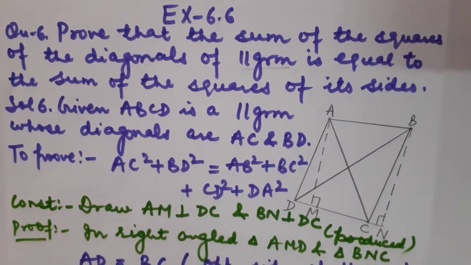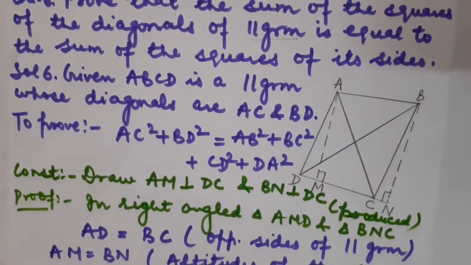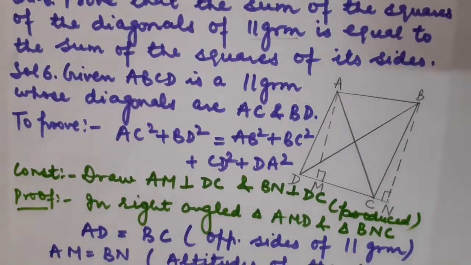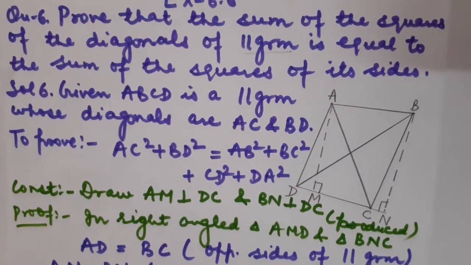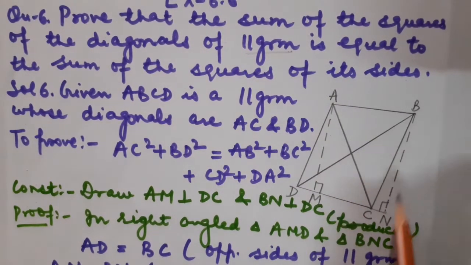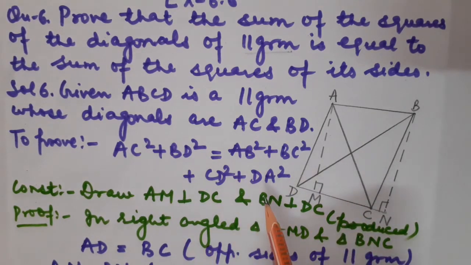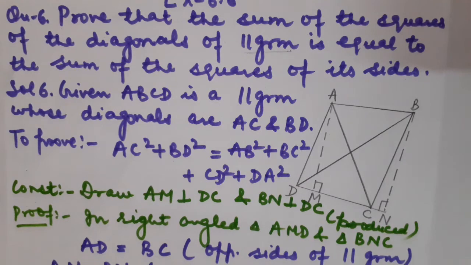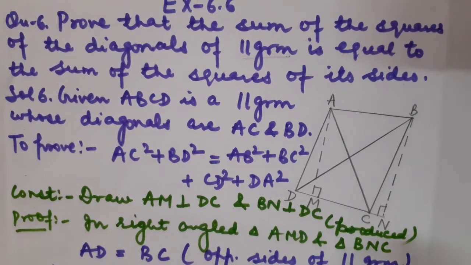But here, as you know, a parallelogram is a quadrilateral whose diagonals bisect each other, but they do not bisect each other at 90 degrees. So definitely we are not going to get 90 degrees in the figure of a parallelogram. So what we have to do, definitely we will have to draw the altitudes. That will be the part of the construction. Got it? So let us understand the statement first of all.